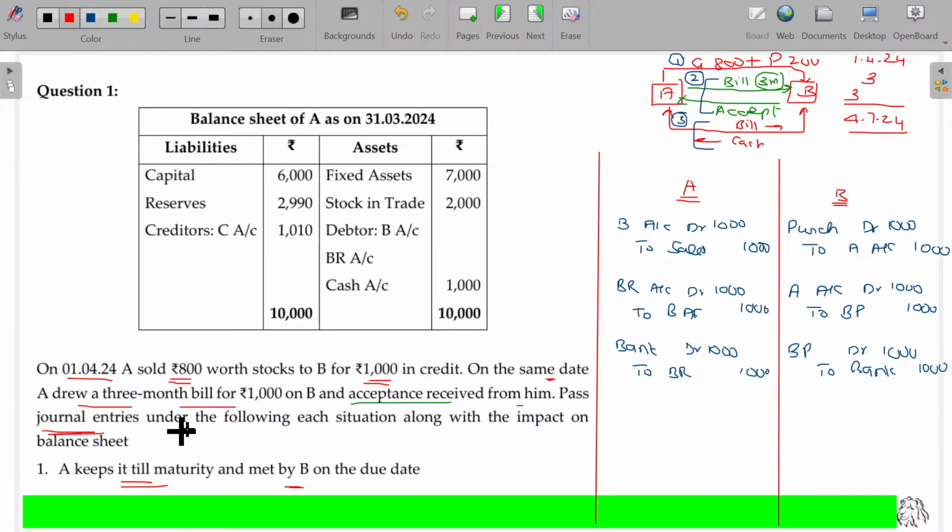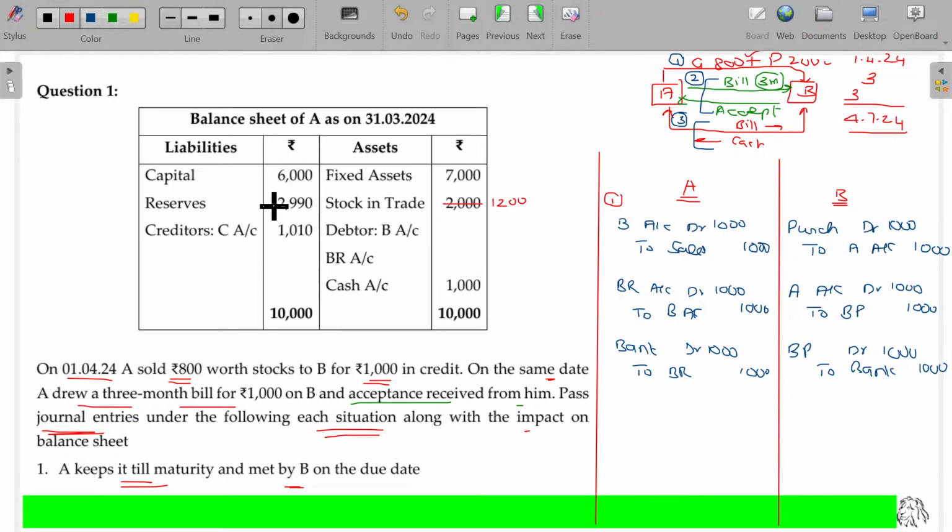Pass the journal entry under each of the following situations. We have been given 10 situations, along with the impact on the balance sheet. What could be the impact in the balance sheet after every transaction? First case. What happens after the first transaction, sir? Okay, first transaction. Stock reduces by 800. This becomes 1200. Am I right?